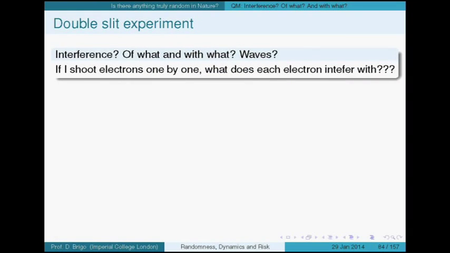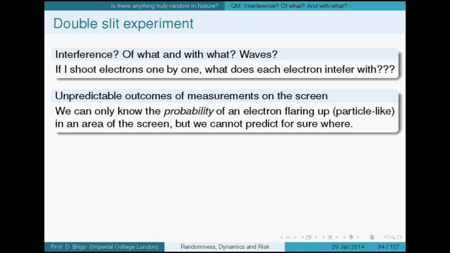Some theories try to solve this by assuming there are particles and waves together, so the electrons are riding waves when they move, but this is not the mainstream interpretation of quantum theory in physics. And so the question is, we have interference, yes, but interference, as I said, of what? Since the electrons are going on one by one, and with what? Waves. It's not clear.